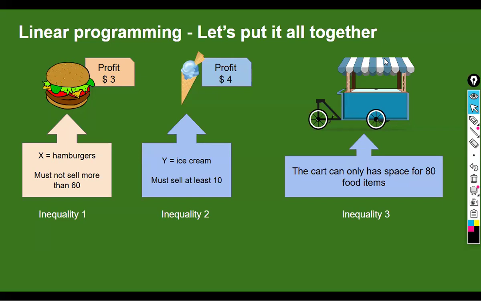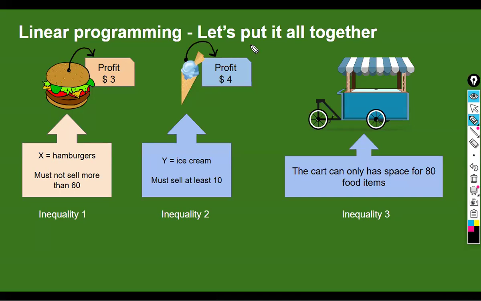Okay? So we all know our business is all about profit. We're going to assume that for every burger we sell, we make a profit of $3. So if we sell 2 burgers, we make $6 profit. If we sell 3 burgers, it's $9 profit. And we're going to assume that the profit margin on an ice cream is a little bit larger. For every ice cream we sell, we make $4 profit.